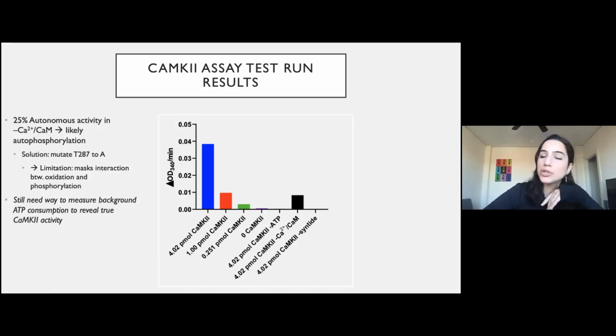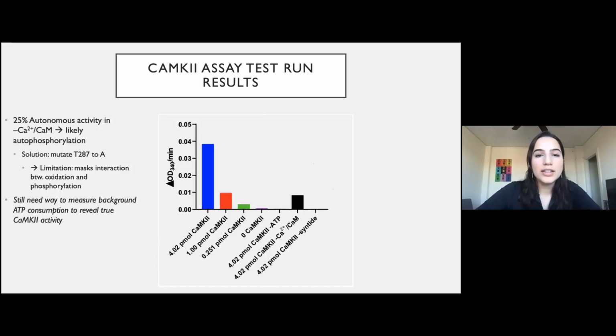We said that maybe we should mutate this threonine to alanine so that it's not phosphorylatable. But that also creates a limitation because it might mask any oxidation and phosphorylation interdependency for the activation. And then finally, Syntide, which is the substrate for CaMKII, we knocked that out and obviously no activity. So this kind of proved that this assay is a functional assay and could be useful to measure oxidized CaMKII activity.